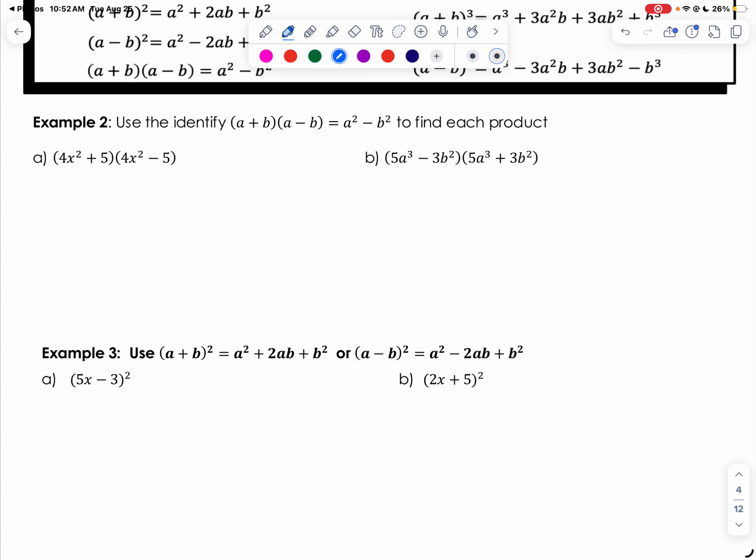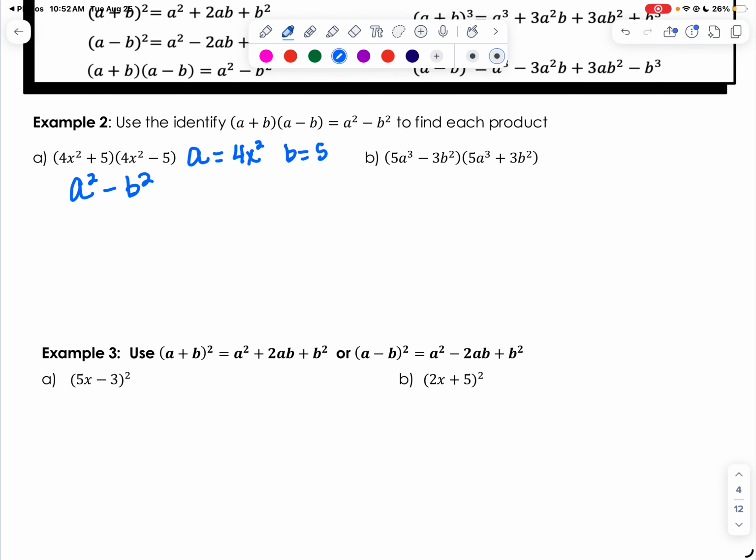So in problem A, we have 4x squared plus 5 times 4x squared minus 5. So notice the terms are the same. The only difference is we have a plus and a minus. When that happens, we can use this identity, a squared minus b squared. Now let's identify a and b here. A is your first term, which is 4x squared. B is your second term, which is 5. And you're just going to ignore the signs, okay?